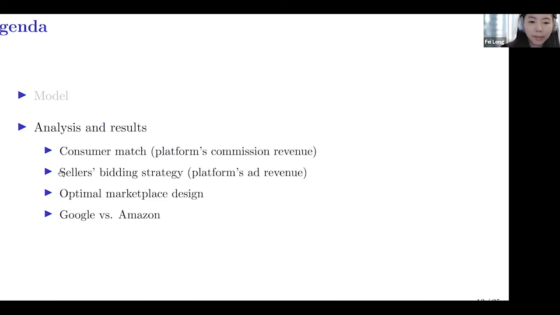Okay, so this is from the seller's bidding strategy, and this relates to the platform's advertising revenue. And after figuring out both the effect on consumers and sellers, we can do optimal marketplace design. And if I have time, I will comment a little bit about Google versus Amazon, which is more like a benchmark analysis. Okay, let's first start from this consumer match part.